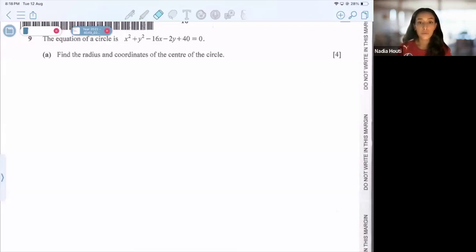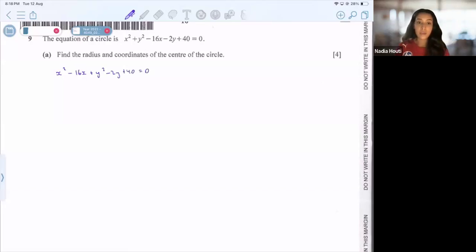So in order to find these two things, it's very helpful to convert the expanded form of the circle's equation to the factorized form. How we're going to do that is by completing the square. So we can group the x terms together. So x squared, I'm just shifting the terms around: x squared minus 16x plus y squared minus 2y plus 40 equals 0.